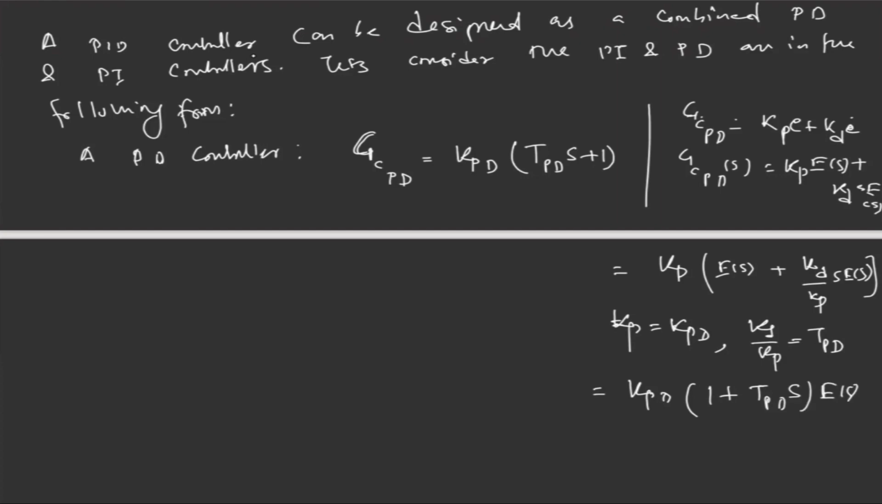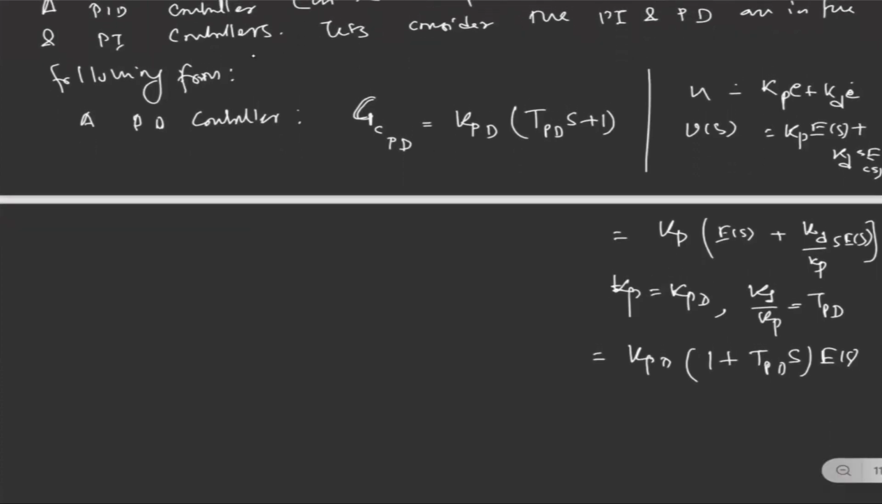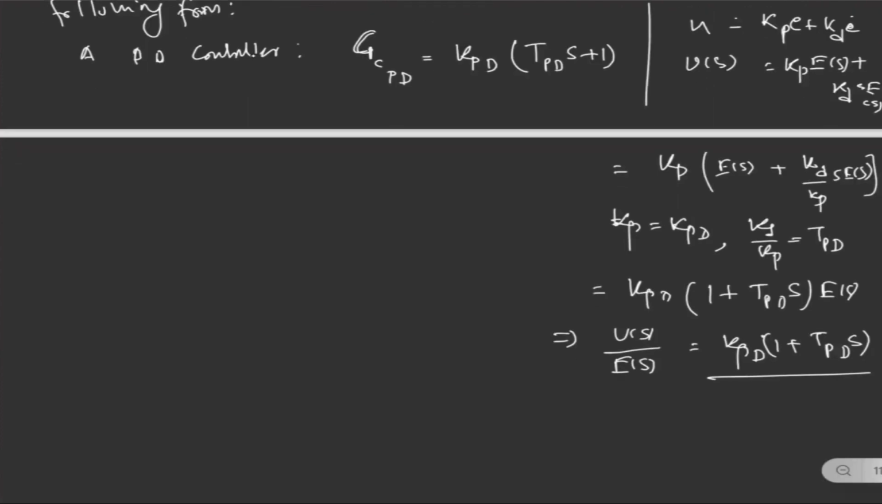This is basically the controller, and E of S is in the Laplace domain. So from this, U(s) by E(s), we can write KPD into 1 plus TPD s. So this is the transfer function for the PD controller, and we can denote it by GCPD. This is how we can write it in simplified form.